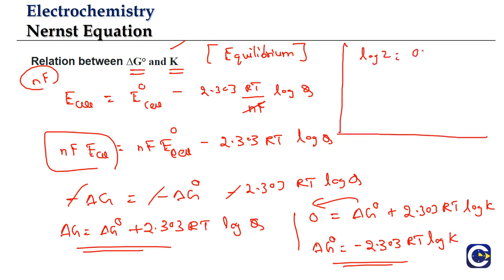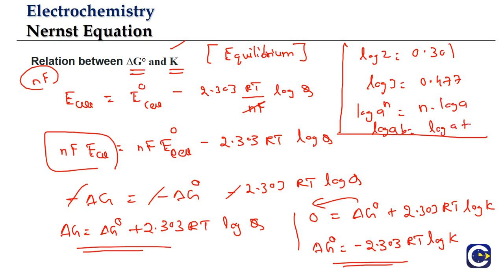If it's not a straightforward logarithm, we usually remember some standard logarithms, like log 2 will be 0.301 and log 3 will be 0.477. We also use logarithm properties: log of a power n is n into log a, log of a into b is log a plus log b, and log of a by b is log a minus log b. Remembering these standard properties helps us get these values in a quicker manner. So this is about the Nernst equation and its applications.